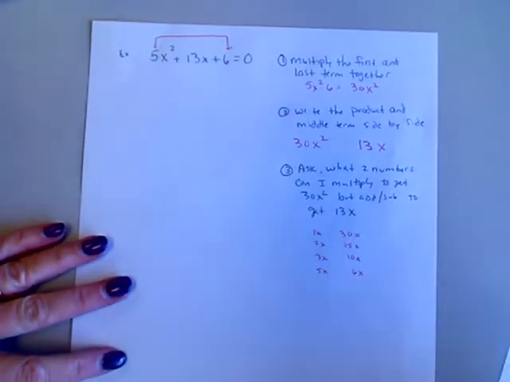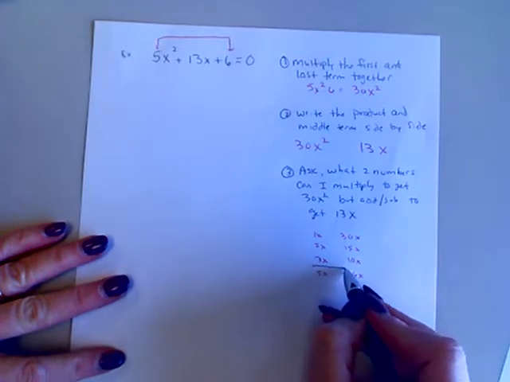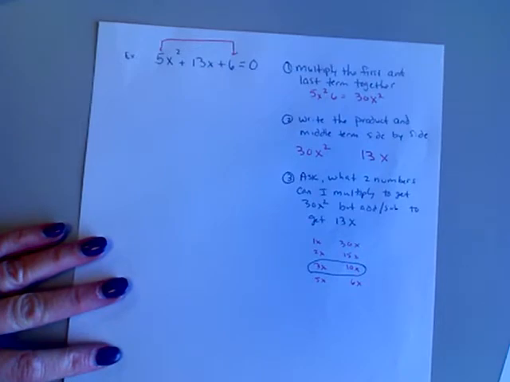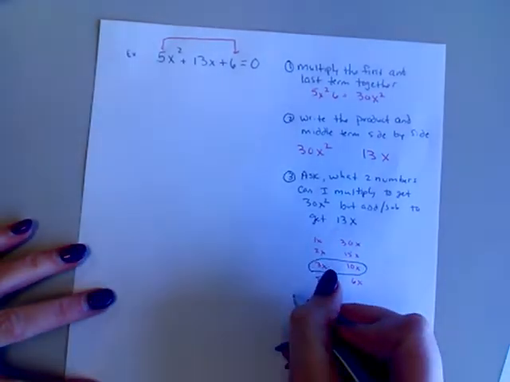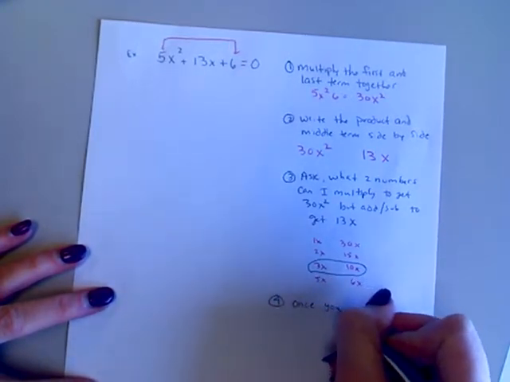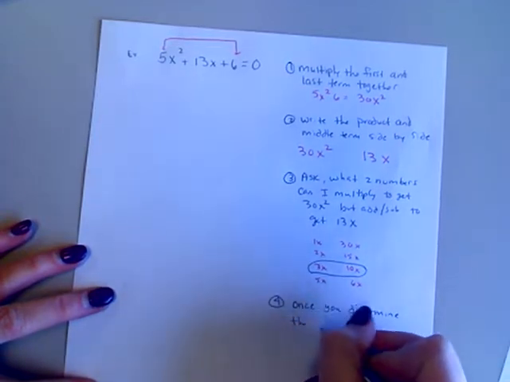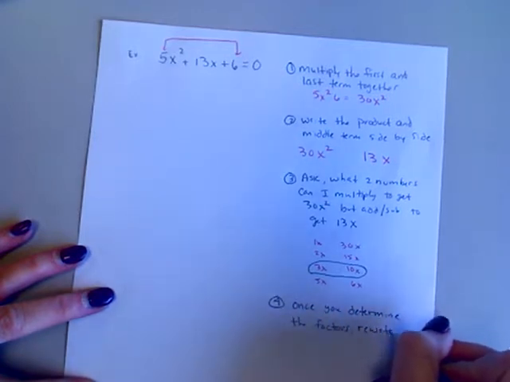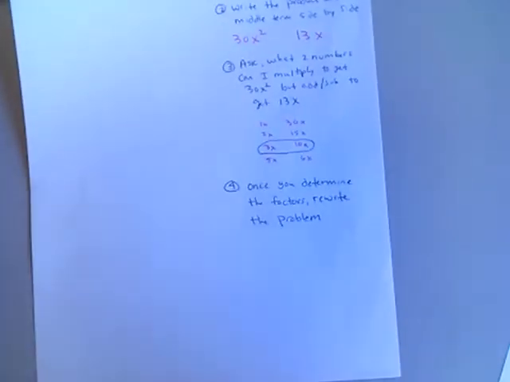Okay, so everybody understand what I just did there? Yeah. Okay. Since nobody's going to tell me what it is, I'll go ahead and write it down or show you. There it is. Once you determine your factors, so this is going to be step 4. Once you determine the factors, you're going to rewrite the problem.